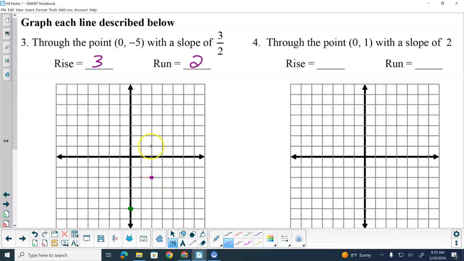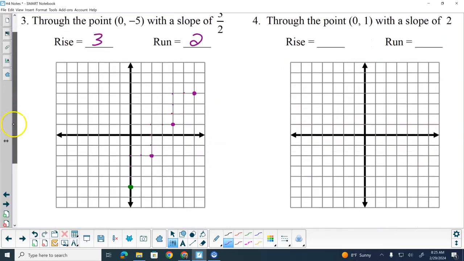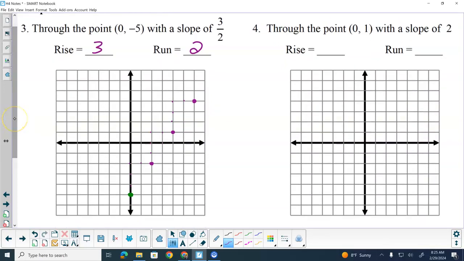Okay. Nope, I don't have enough. Don't have enough to go down and to the left, to be off the graph. Okay. Alright, so then that gives us that line right there. Yes? Okay.